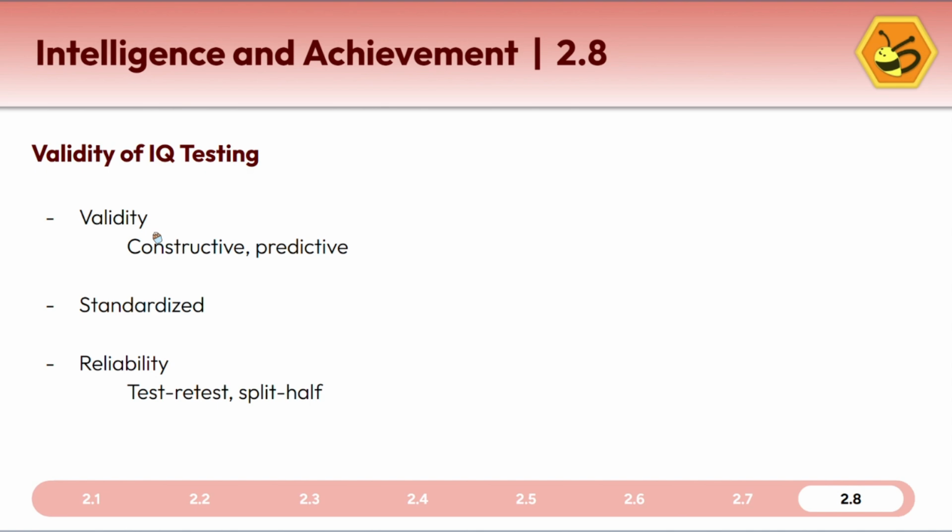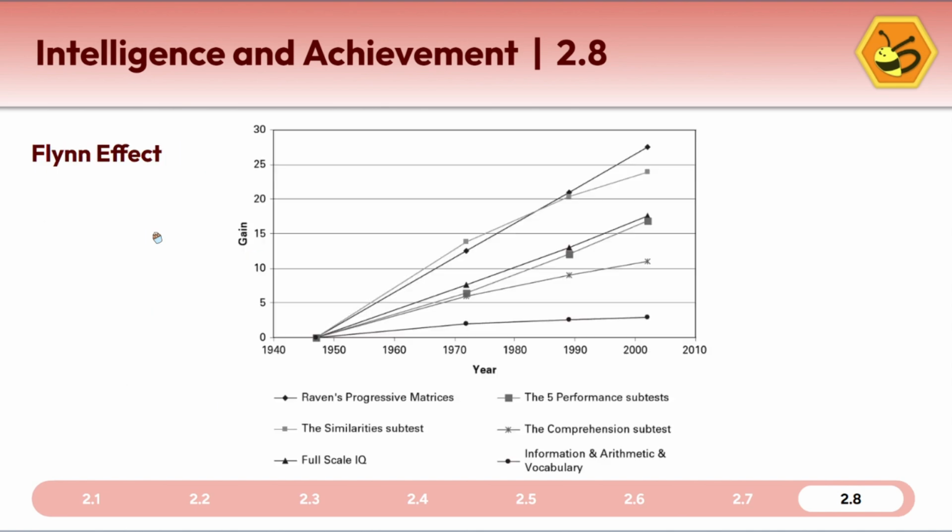Good question. Reliability looks at if the test can provide consistent results. We can test reliability using test-retest, which is where we make the same person take the test at two different times, and they should get the same score both times. Split half is when the results of the first half of the test should match the results from the second half. The Flynn effect describes how scores of intelligence tests have increased over time.